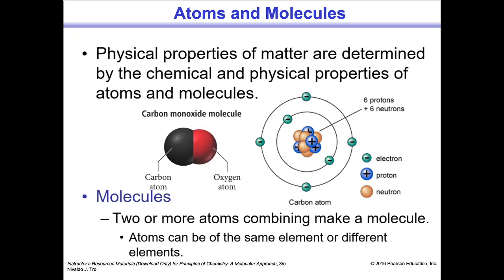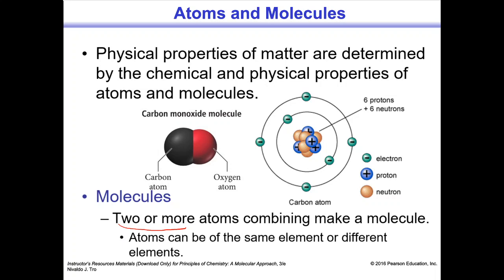So what about molecules? When we talk about molecules, we're talking about two or more types of atoms coming together. Our example here would be carbon monoxide. Carbon monoxide is an example of a molecule because it has two or more atoms. It doesn't have to be two or more types of atoms; it could be the same one, depending on what we're talking about. But if we have more than one atom coming together, more than likely we're talking about a molecule.